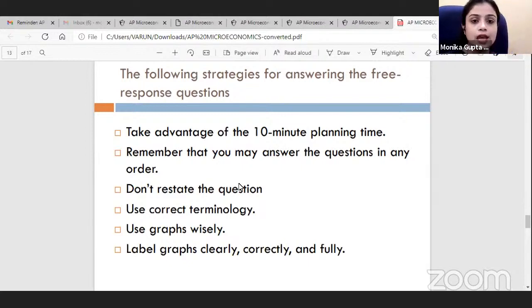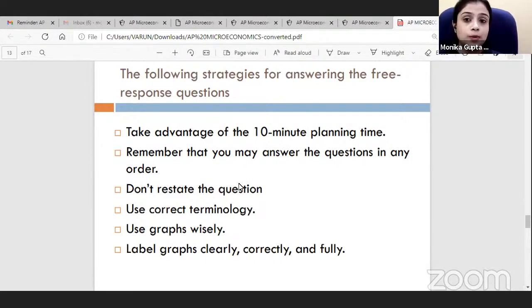As I have already said, you should be able to use your graphs wisely. Wisely here means what? In a few questions, they are going to ask you to please prepare a graph or draw a graph labeling this and this. Sometimes, in most of the questions, they're not going to ask it.